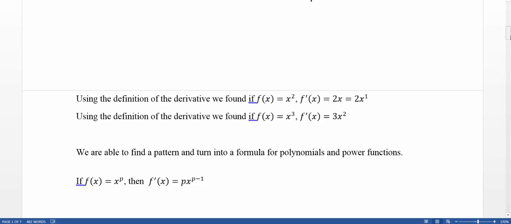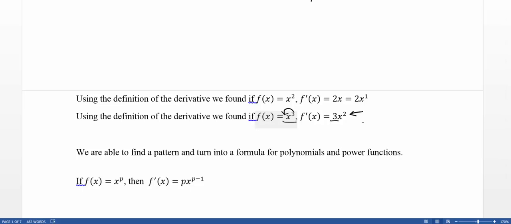So again, these are functions where x is raised to a power. If we do enough of these, we see that the derivative of a function x to the p has the form px to the p minus 1. So what that means is when I have a function like x cubed, the 3 comes down in front, the power comes down in front, and then we subtract 1 from the power. When we have patterns, that's how we get formulas.